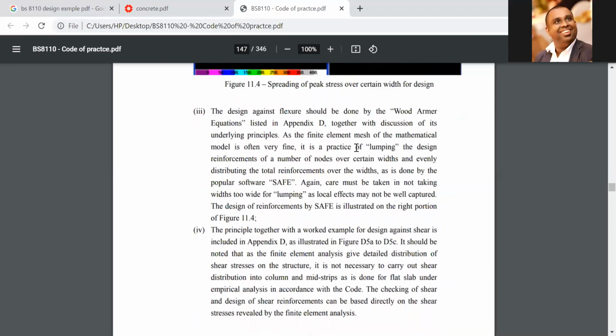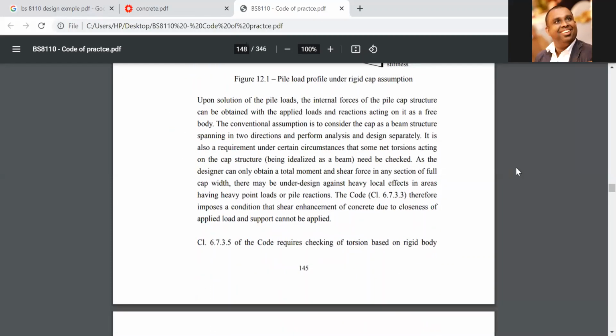Okay, these are the modeling of the software as the foundation modeling. With this, I will be sharing this document with you as well. So then you can go through it and do the necessary calculation for your design report.